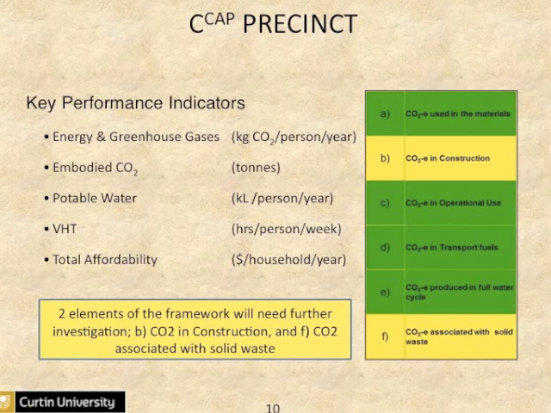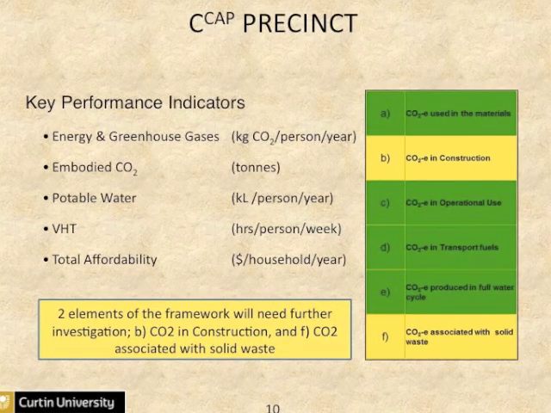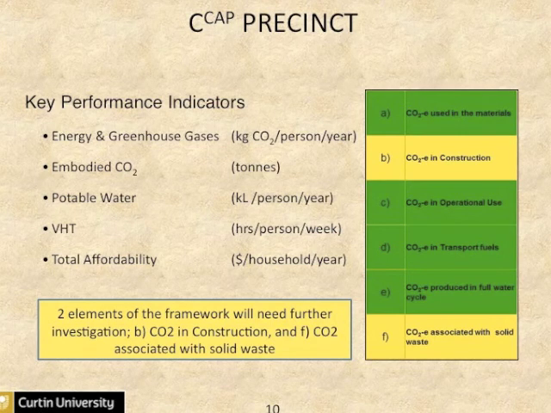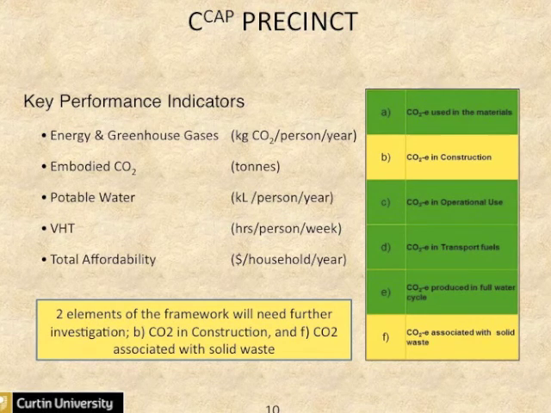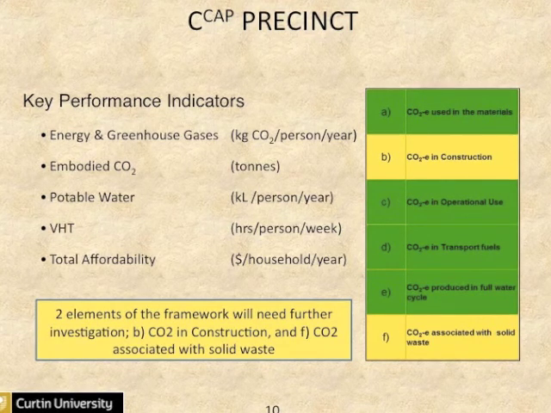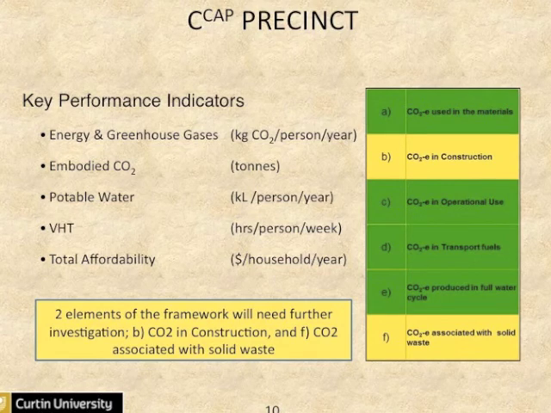These 5 KPIs provide carbon metrics that respond to 4 of the 6 framework elements. However, 2 elements of the framework will need further investigation. These include carbon emissions of construction and carbon emissions associated with solid waste.